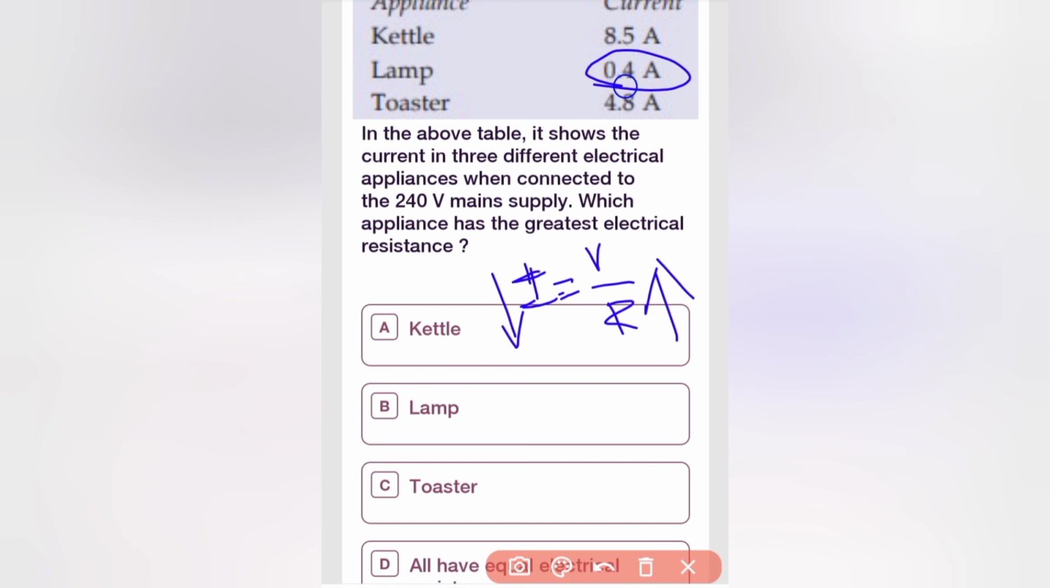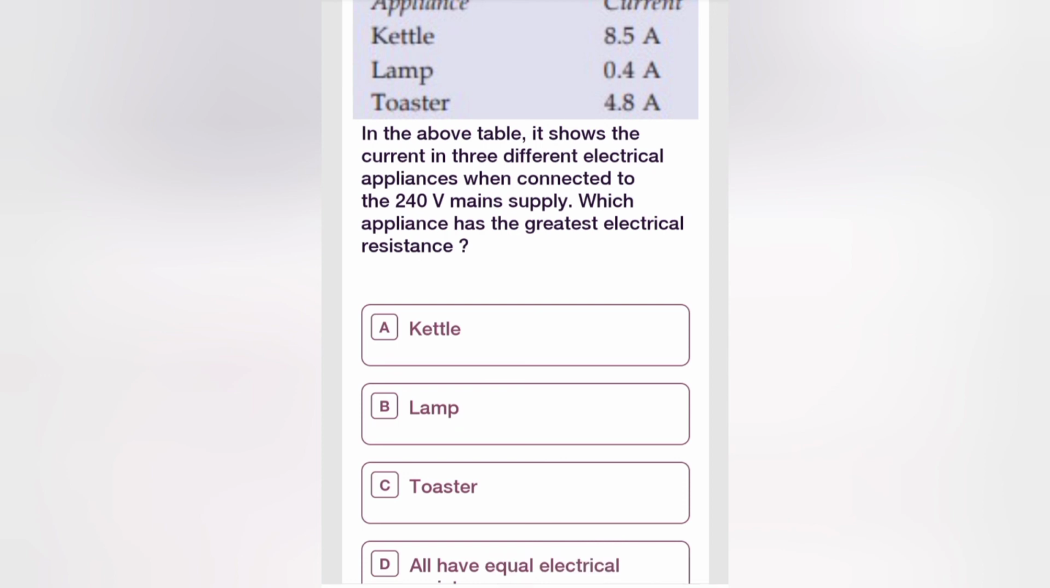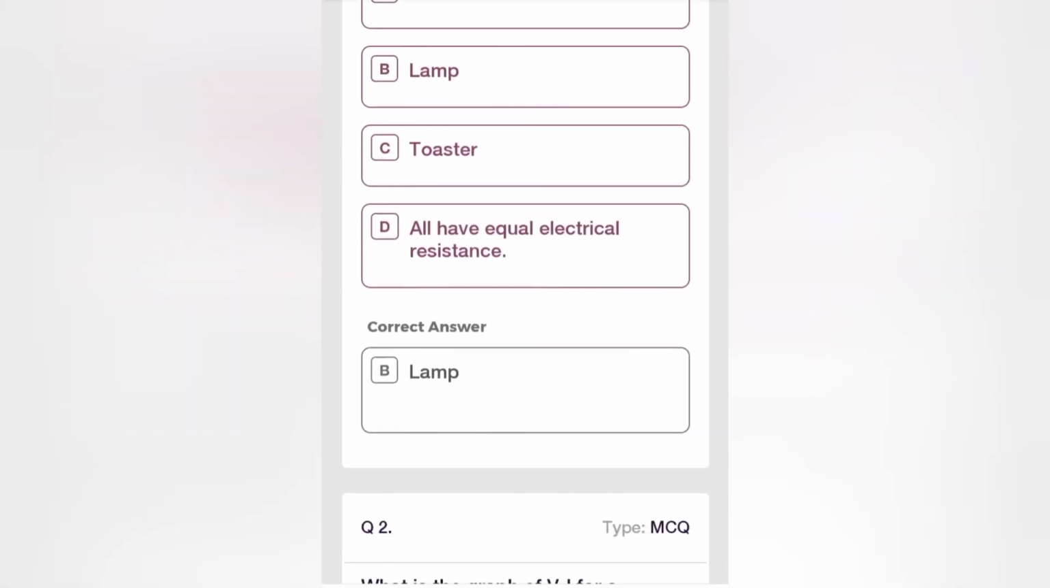So which is having the least current here? 0.4 is having the least current, that is the lamp. So the lamp has less current, so the resistance will be high. So the high resistance belongs to the lamp. So option B is the correct answer.